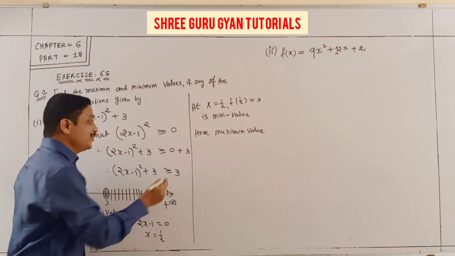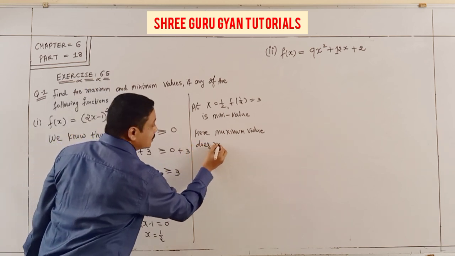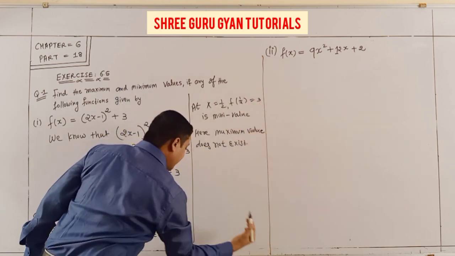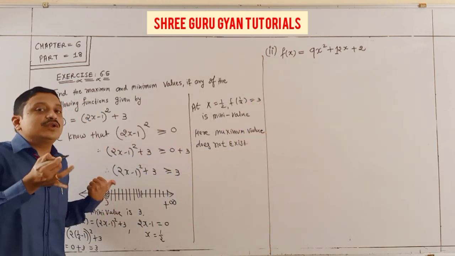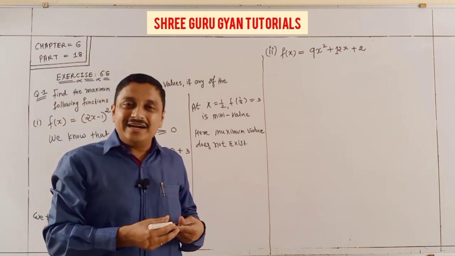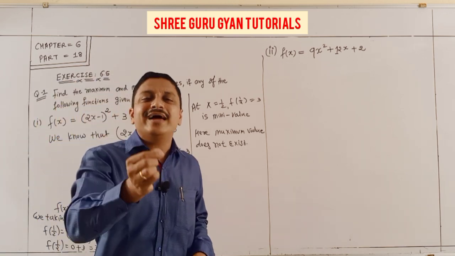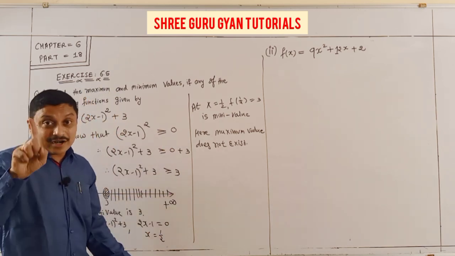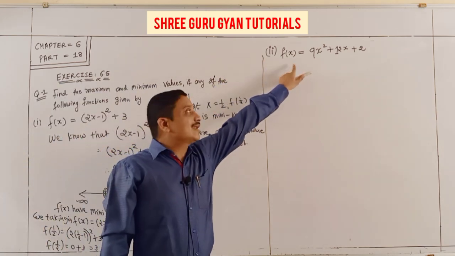Maximum value does not exist here, we do not define it, and students, this numerical is done. Here we did not use the derivative rule. It goes directly because it is very easy to understand by this process. Now the second one: 9x square plus 12x plus 2.